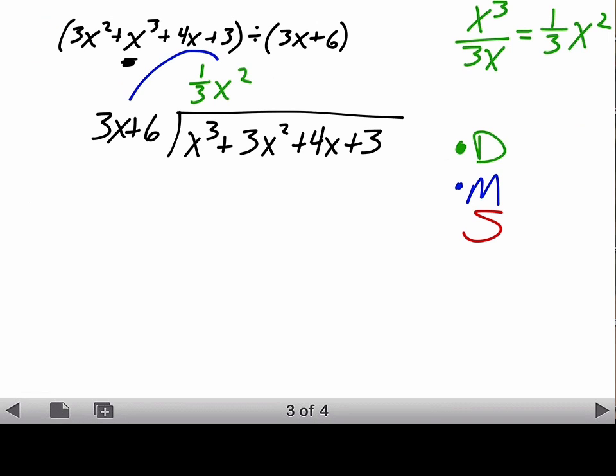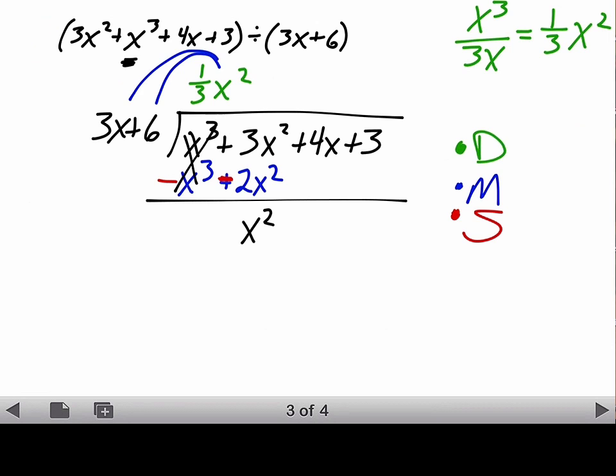1/3 x squared times 3x is, oh look, x cubed. Check it out. We're going to subtract next, aren't we? Let's go ahead and do that. Change the sign there. 1/3 x squared times 6 is going to be positive 2x squared, but we're going to subtract, so let's change the sign. All right, so x cubes go away, and we're left with x squared, and I'm going to bring down the plus 4x and the plus 3.